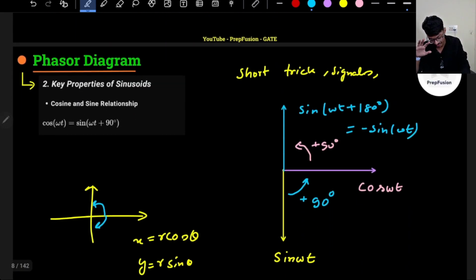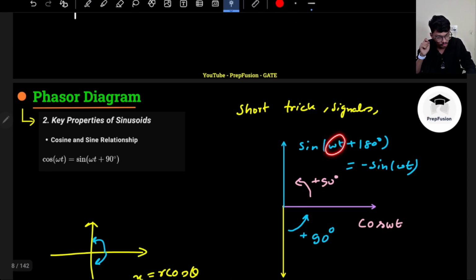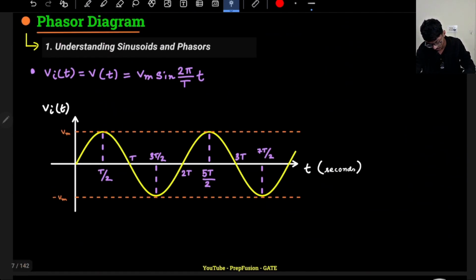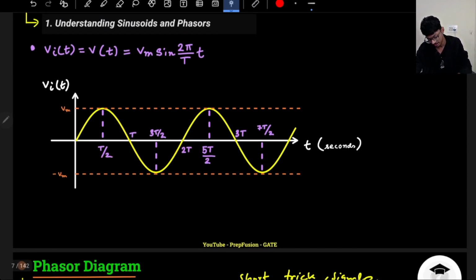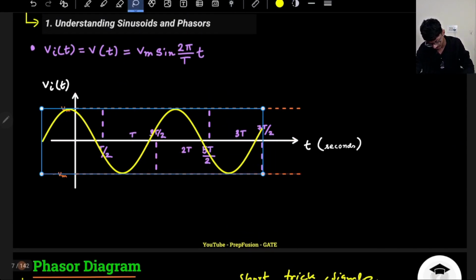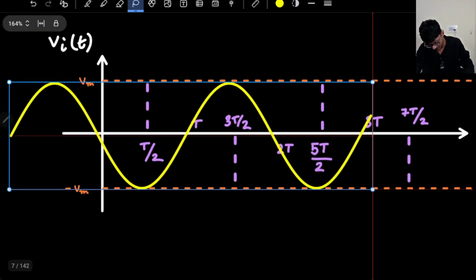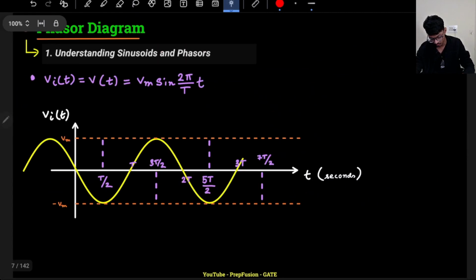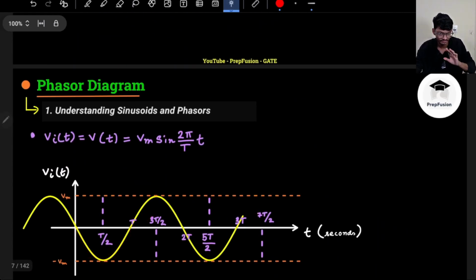We are adding 180, that means we are shifting. So at omega t equals 0, what is the sine value? It is sine 180. So I have to choose the sine 180 value, that is here. At t equal to 0, I have to choose this value. So I am left shifting the whole waveform. If I left shift this whole waveform by 180 degrees, you see, roughly, whatever the waveform was previously, it is just inverted. That means just a negative sign has been added.